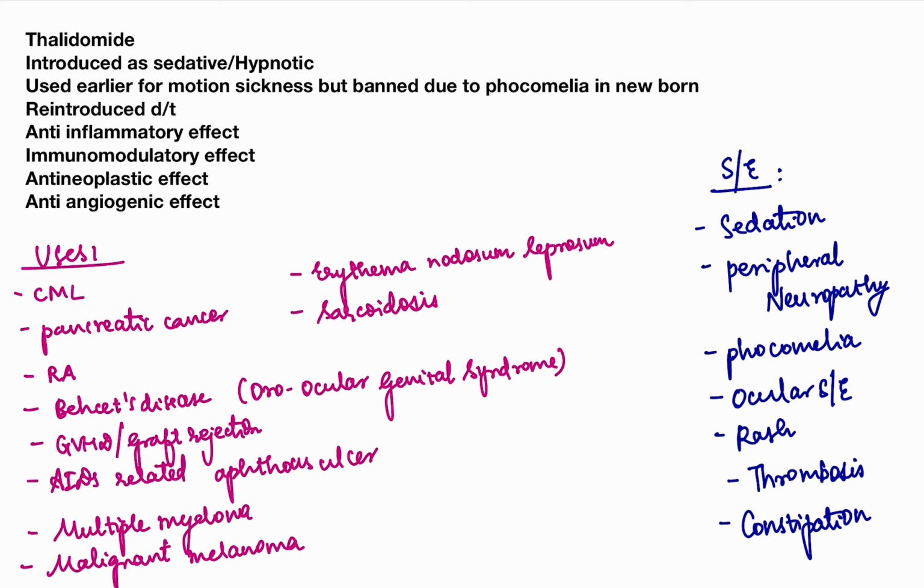Let's learn about the uses of thalidomide. It's used in CML, chronic myeloid leukemia, pancreatic cancers, rheumatoid arthritis, and Behçet's disease. Behçet's disease is nothing but oro-ocular genital syndrome. It is also used in GVHD, graft versus host disease, and graft rejection, AIDS-related aphthous ulcer, multiple myeloma, malignant melanoma, erythema nodosum leprosum, and sarcoid. The side effects of thalidomide are sedation, peripheral neuropathy, phocomelia, ocular side effects, rash, thrombosis, and constipation.